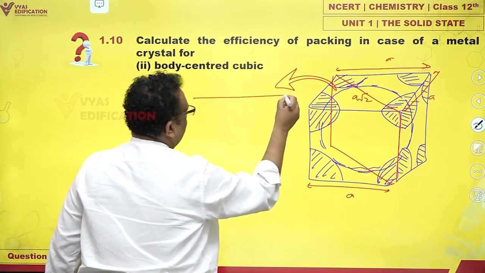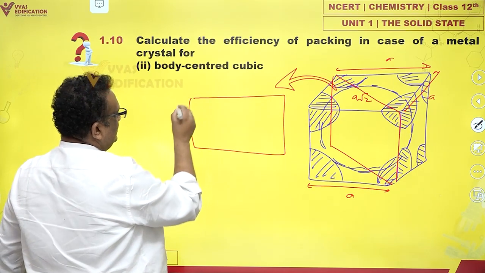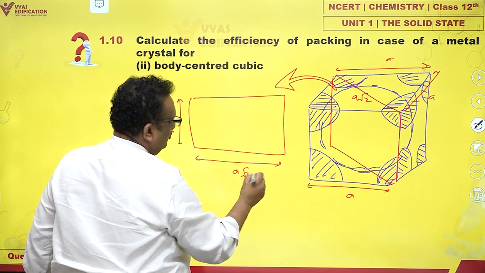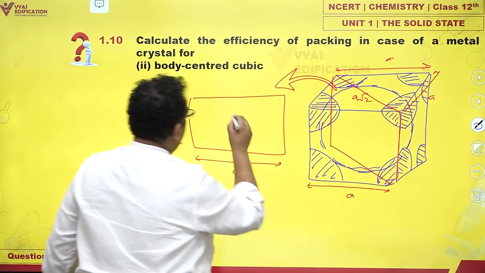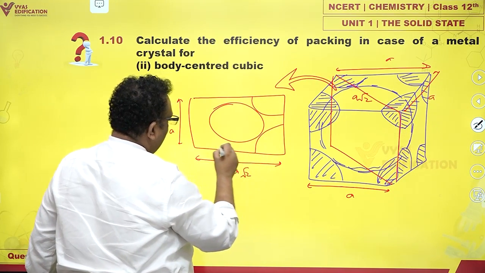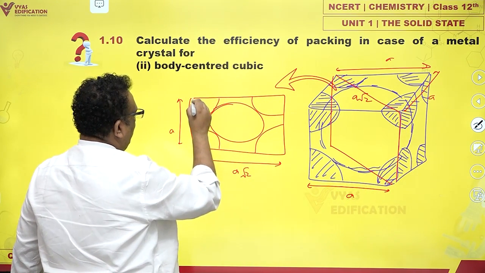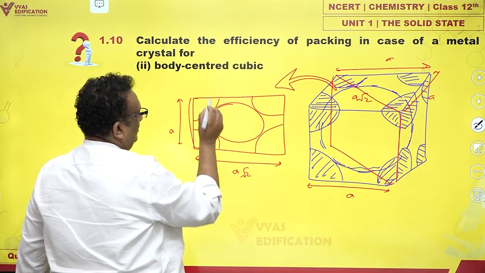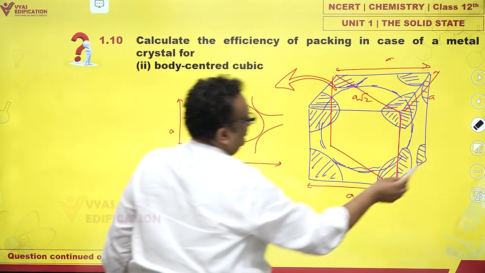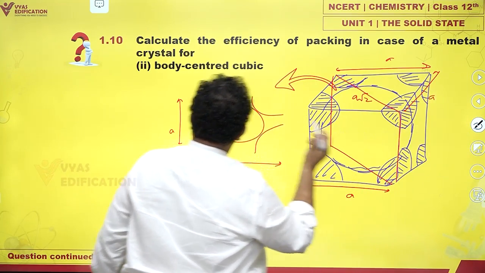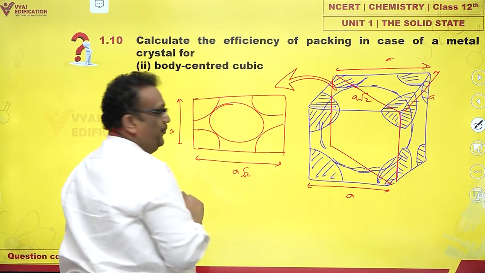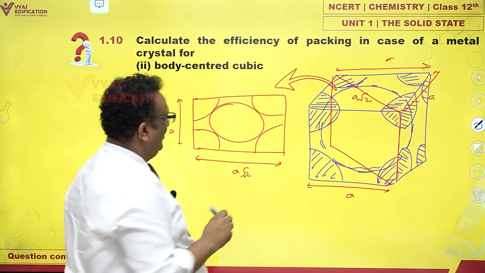I'll draw that for you. This side is A and this side is A root 2. I have a huge central sphere and I have corners which are clearly touching it like this. Let me draw it in a more systematic and clean fashion. Yeah, this is what it looks like.